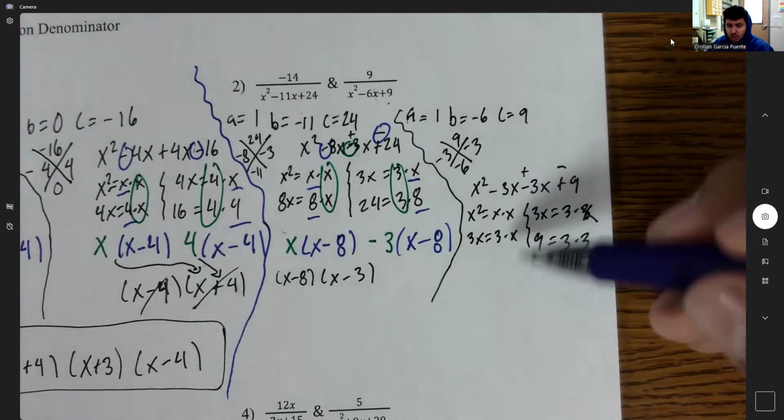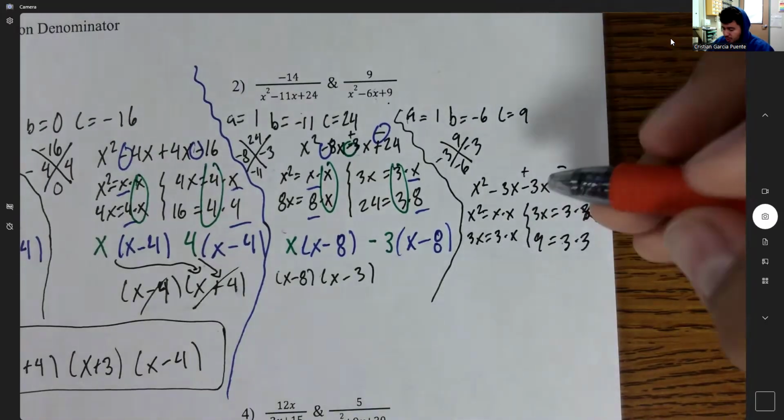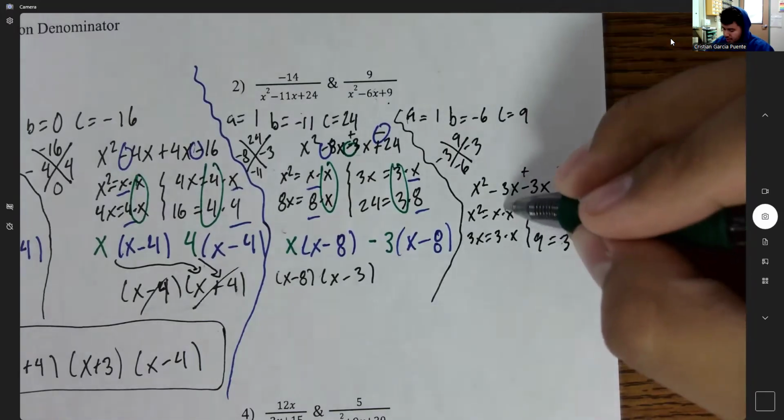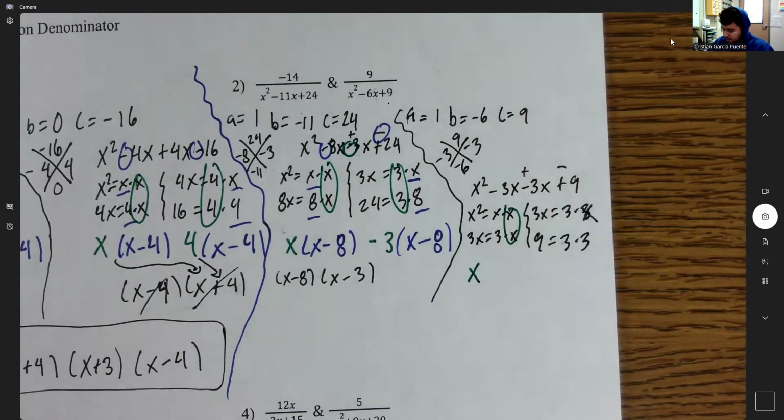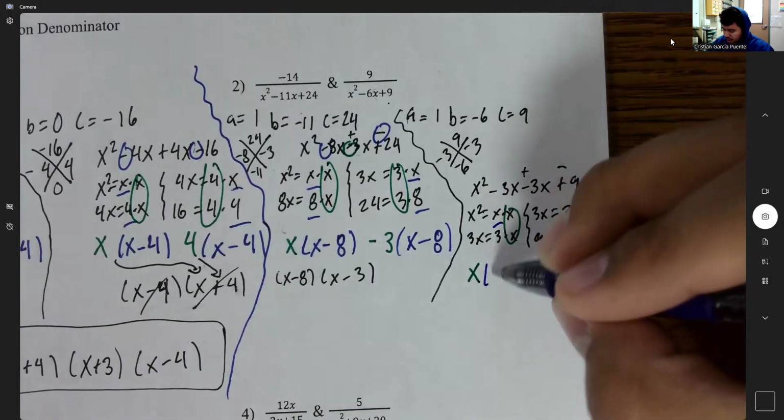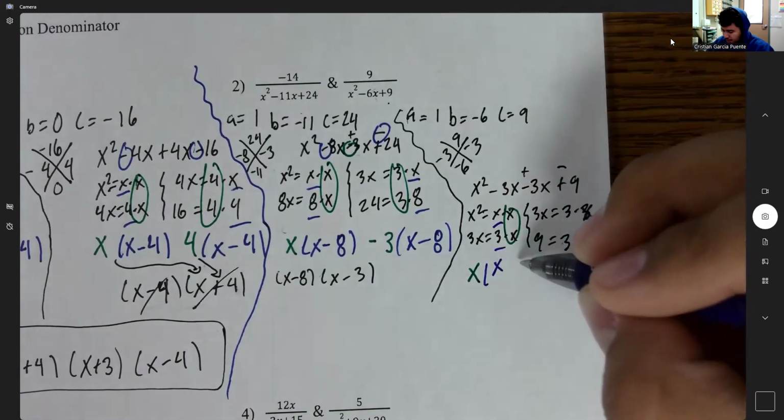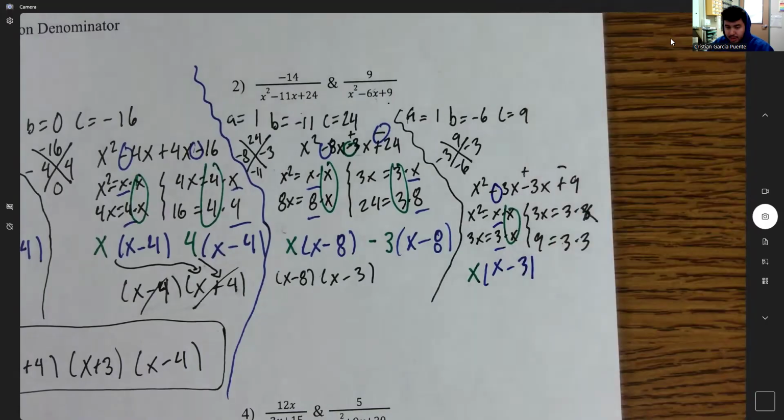Now, over here, I'm going to circle what the first two have in common. So over here, the first two, what do they have in common? They have an x in common. So you circle your x's. Now, what did I not use on top? An x. What did I not use on the bottom? A 3. And then your symbol in between is a minus.